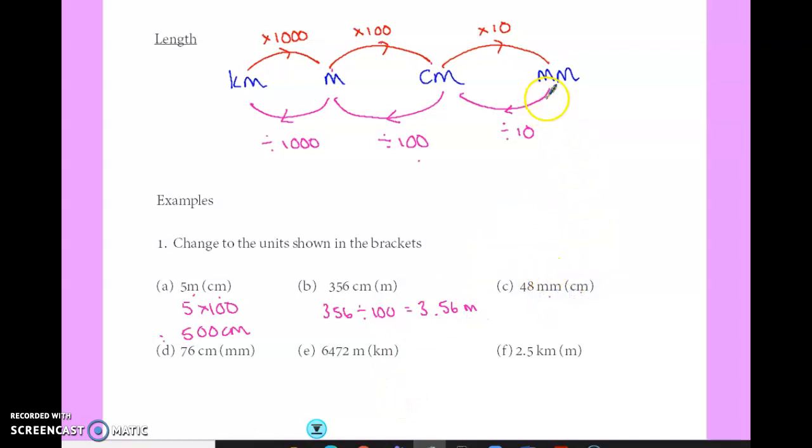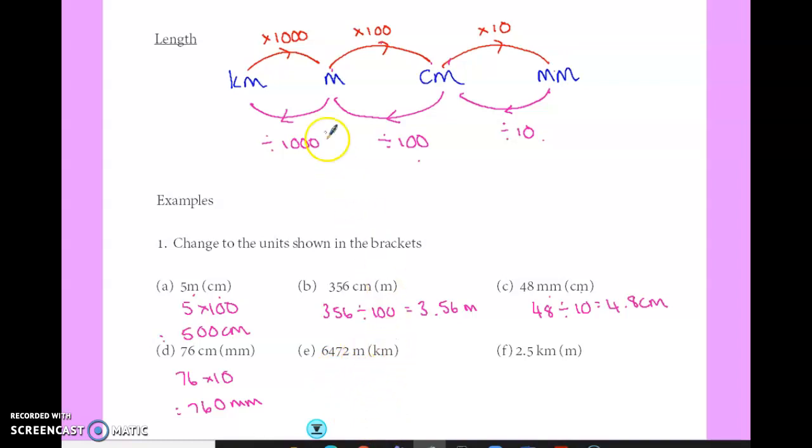Millimetres to centimetres, we're dividing by 10. So 48 divided by 10 would be 4.8 centimetres. D, we're going 76 centimetres to millimetres. To go from centimetres to millimetres, we times by 10. So it's 760 millimetres, and metres and kilometres now.